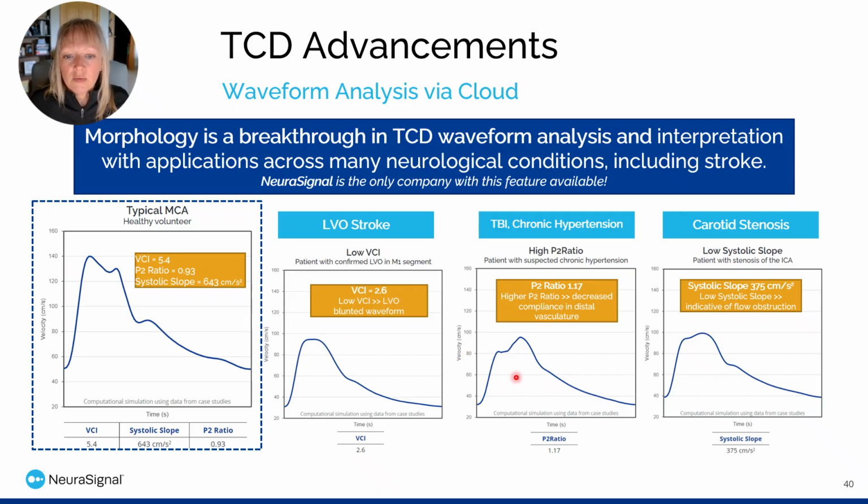We have a P2 ratio, so you can see the difference between your P1 and P2 slopes and showing that decreased distal vascular compliance in the vessels. So we offer this unique morphology that can potentially be a breakthrough for monitoring cerebral blood flow with TCD.